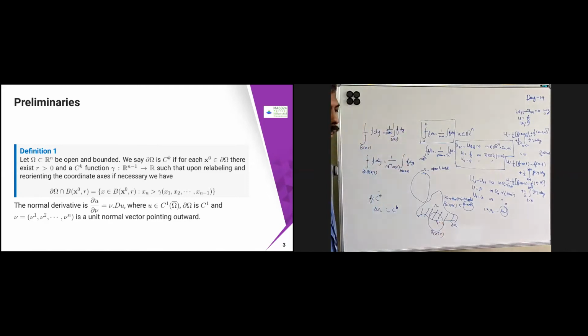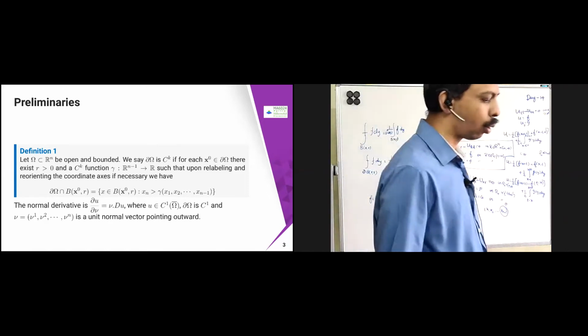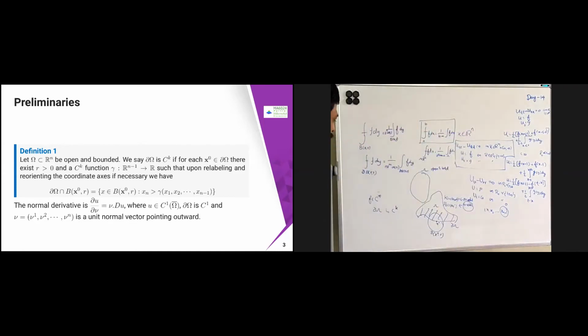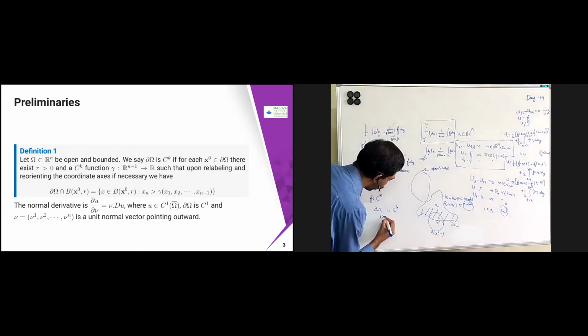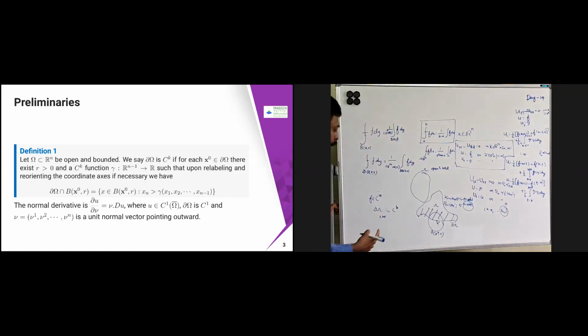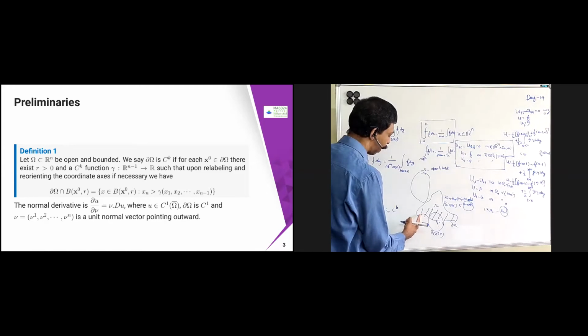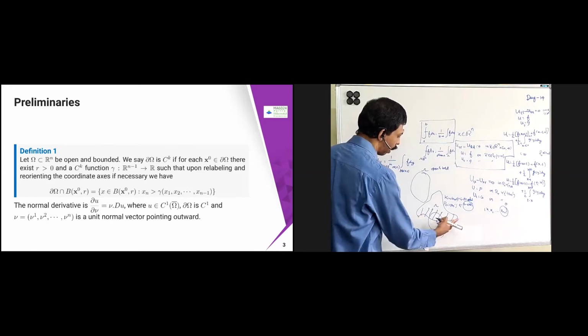For this, I'm going to find two things. First, I'm going to find some r greater than 0. Second, I'm going to find the parametric representation. This is a curve.